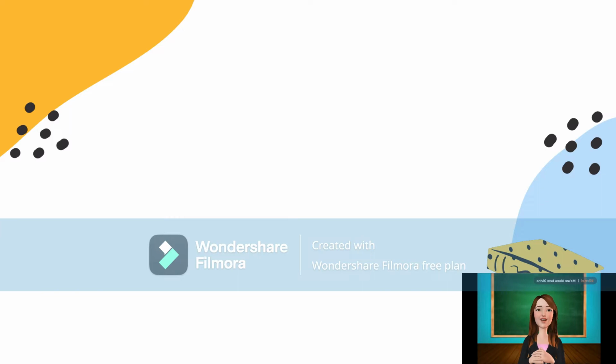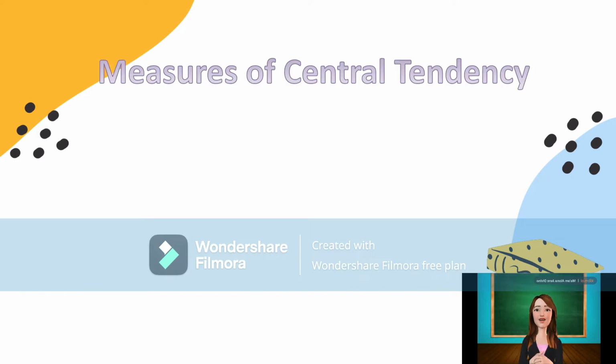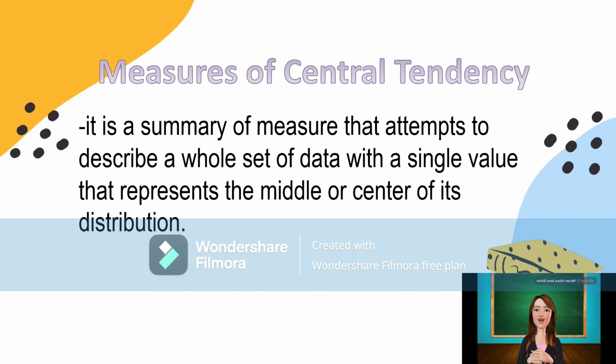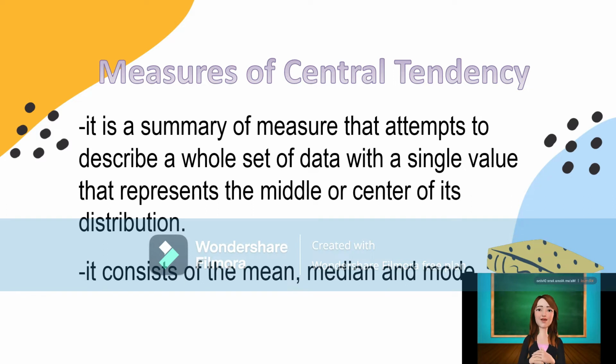So now, what is measure of central tendency? Everybody read. Measure of central tendency, it is a summary of measures that attempts to describe a whole set of data with a single value that represents the middle or center of its distribution. So in short, this is the measure that tells where the center of the data set is located. It also consists of mean, median, and mode. Now, kindly direct your attention to our screen for a short video.